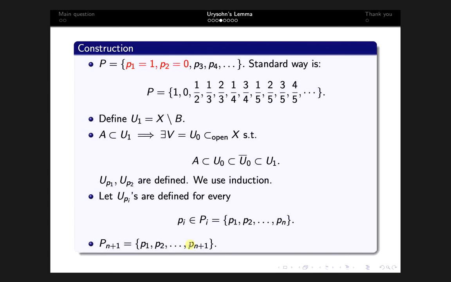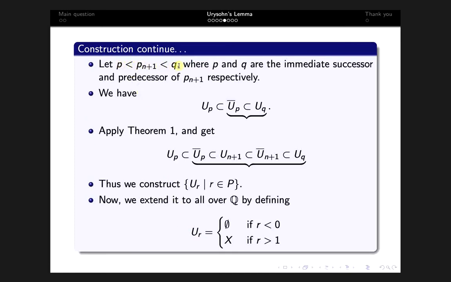So P(n+1) is in between 0 and 1, because it is a rational in the closed interval [0,1], and P2 equals 0 and P1 equals 1. Okay, so P(n+1) has an immediate successor and predecessor. So the immediate successor is Q and the immediate predecessor is P.